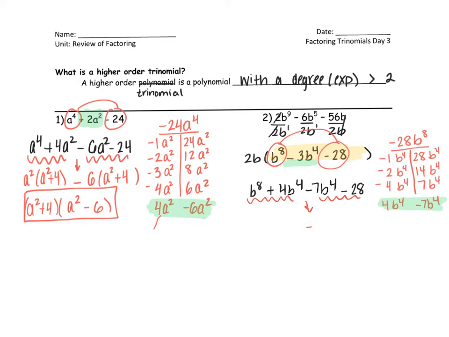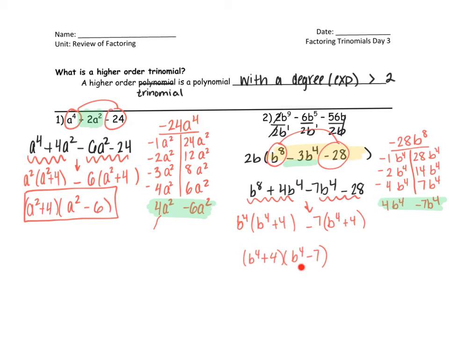So I could take out in the first two terms a GCF of b to the 4th, and I do my division, and I'm left with b to the 4th plus 4. And then in my second term, I have a GCF I could take out of negative 7, and I'm left with b to the 4th plus 4. So b to the 4th plus 4 is my GCF, and I'm left with b to the 4th minus 7.